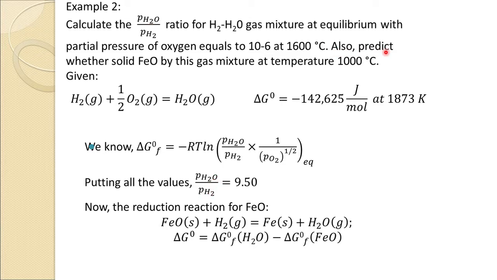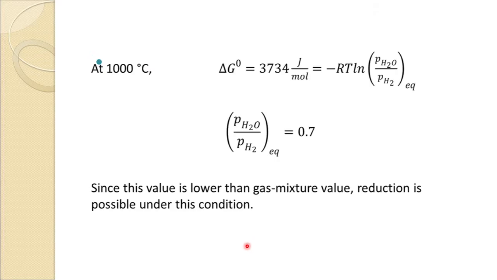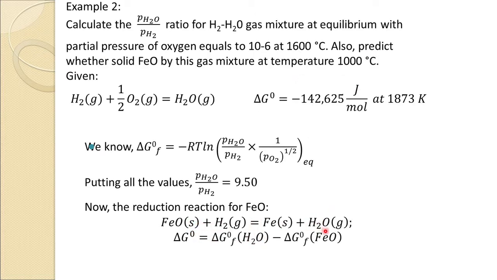Now it asks also to predict whether solid FeO can be reduced by this gas mixture at temperature 1000°C. So now if we take the reduction of that with the hydrogen, so this is the equation, and then we can get from subtracting this free energy data. So that gives the free energy of 3734 joules per mole, and the equilibrium constant is pH2O by pH2.